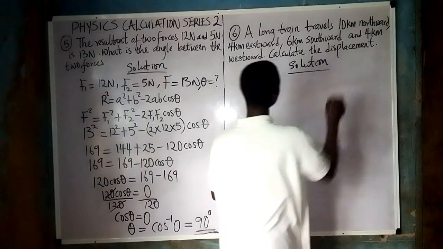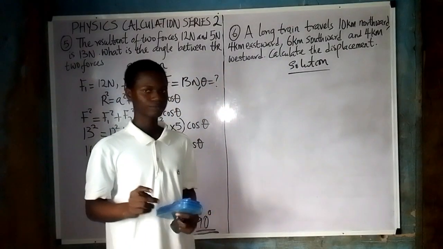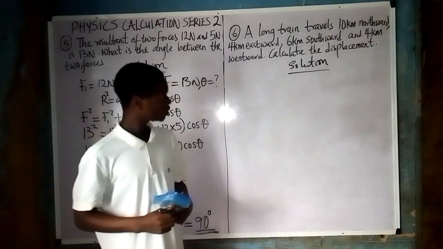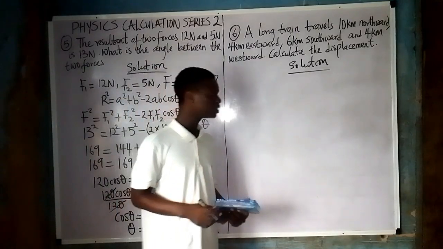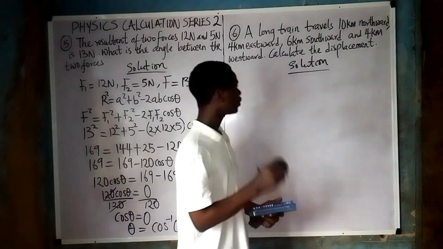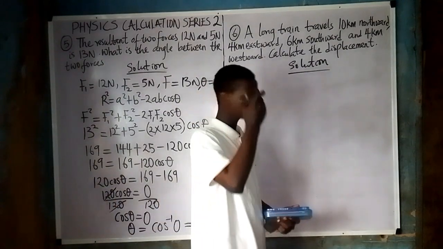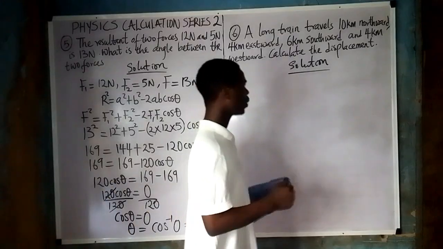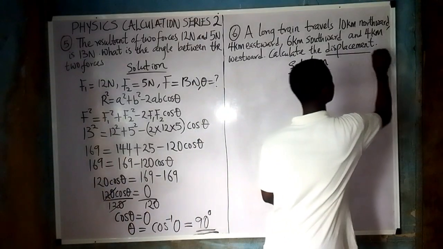They said a long train travels 10 kilometers northward, 4 kilometers eastward, and 6 kilometers southward and also 4 kilometers westward. Calculate the displacement. Now, before we get started, what is displacement?